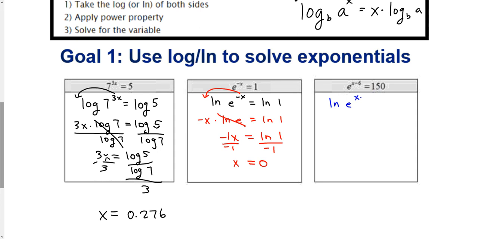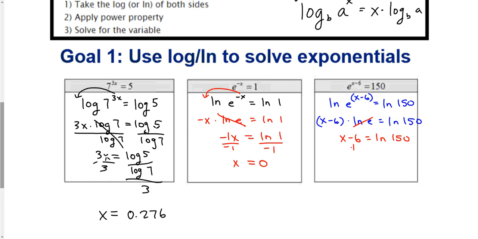Third one, it's got an e in it again, so we're going to use natural log of e to the x minus 6 equals natural log of 150. So that way we can move this entire quantity that's in the exponent to the front. So we have x minus 6 times natural log of e equals natural log of 150. And just like before, natural log of e is the same as 1. So you could just ignore it because 1 times anything is whatever the other stuff is. So we just have x minus 6 equals natural log of 150.